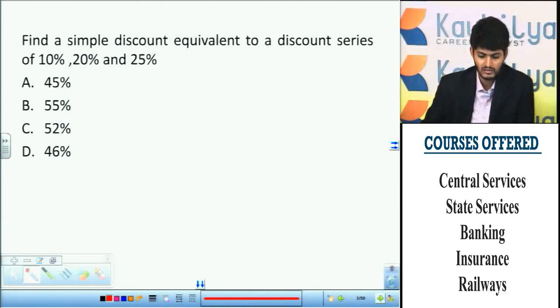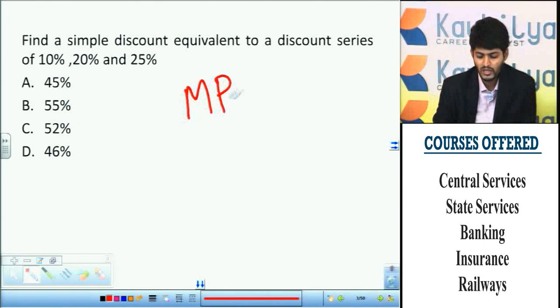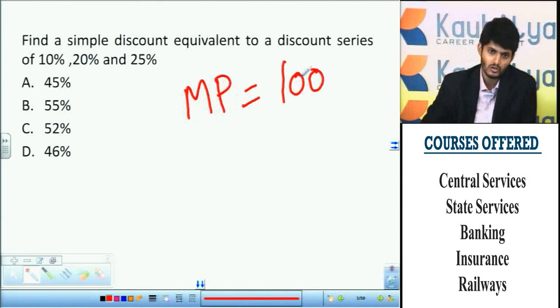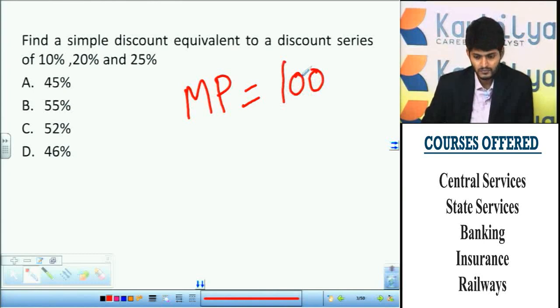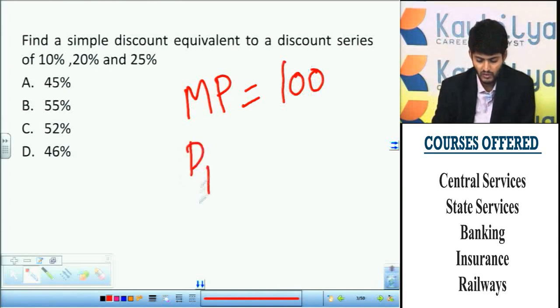So in that case, since discount is given on marked price, let us assume the marked price of the article is around 100 rupees. Since there are no values given, you can take it as 100 rupees. In case some values are given, instead of 100, you can take 100x for any further calculations. So in this case, discount percentage 1 is around 10%. If you calculate 10% on 100, it would be 10 rupees. So the discount given is 10 rupees.